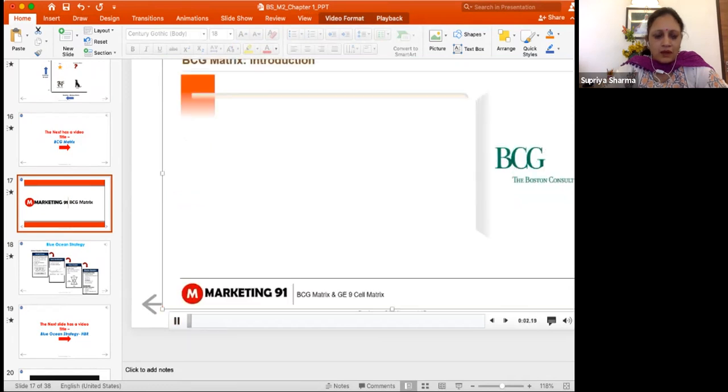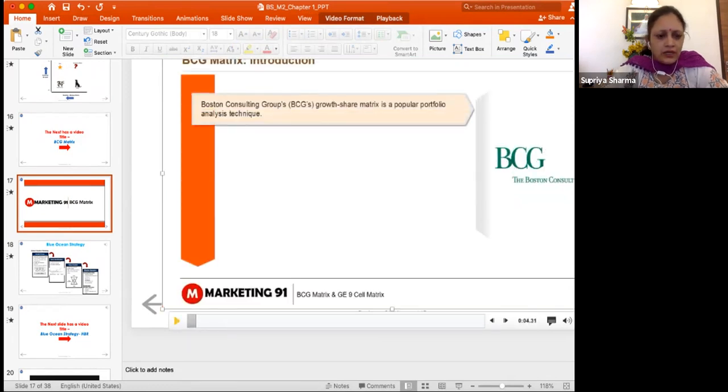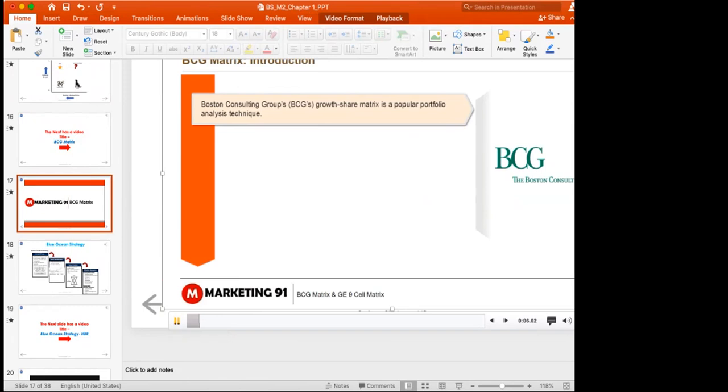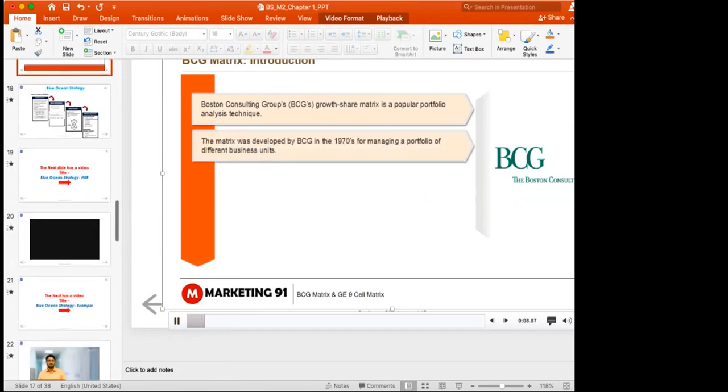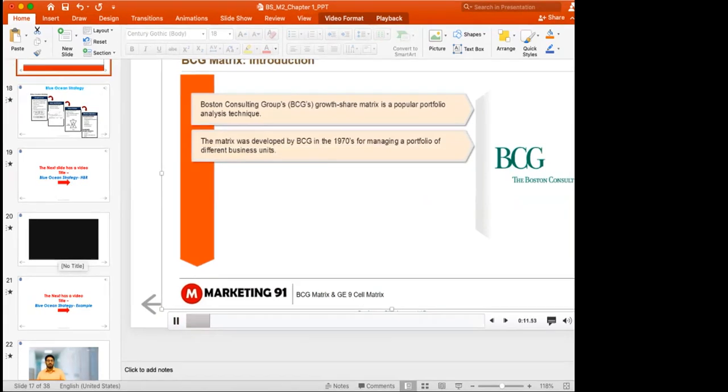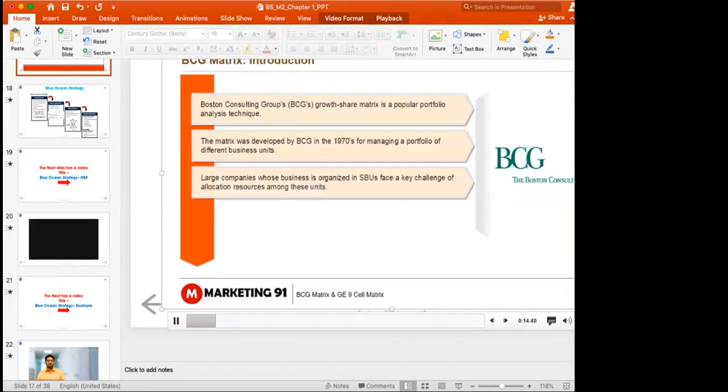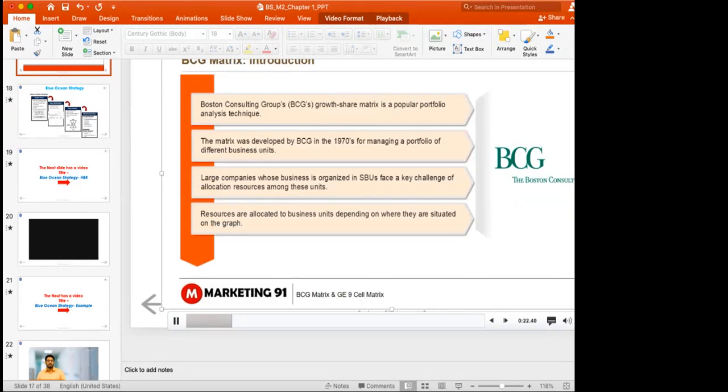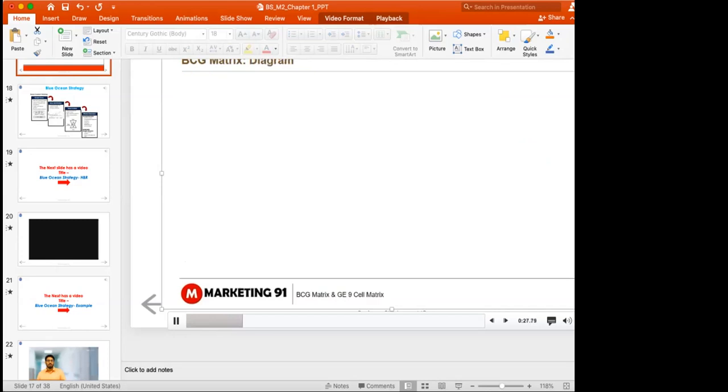BCG Matrix. Boston Consulting Group's BCG's growth share matrix is a popular portfolio analysis technique. The matrix was developed by BCG in the 1970s for managing a portfolio of different business units. Large companies whose business is organized in SBUs face a key challenge of allocating resources among these units. Resources are allocated to business units depending on where they are situated on the graph. The BCG matrix consists of various business units of a company plotted on a graph of market growth versus market share relative to the company's competitors.